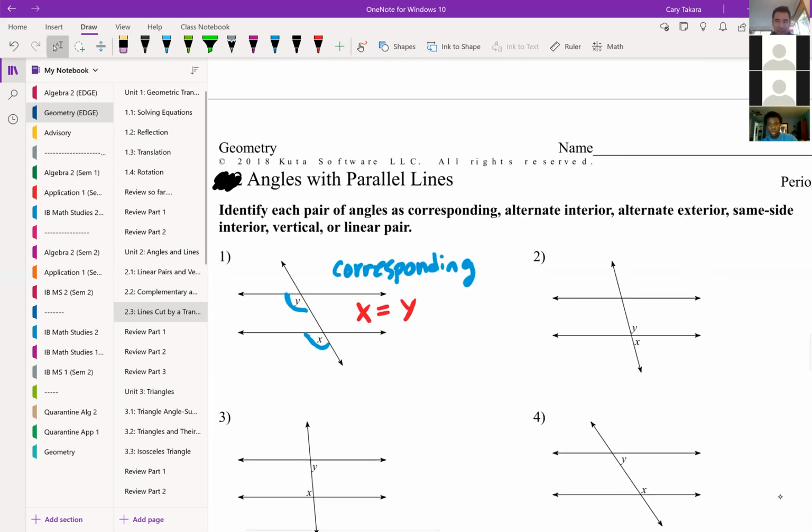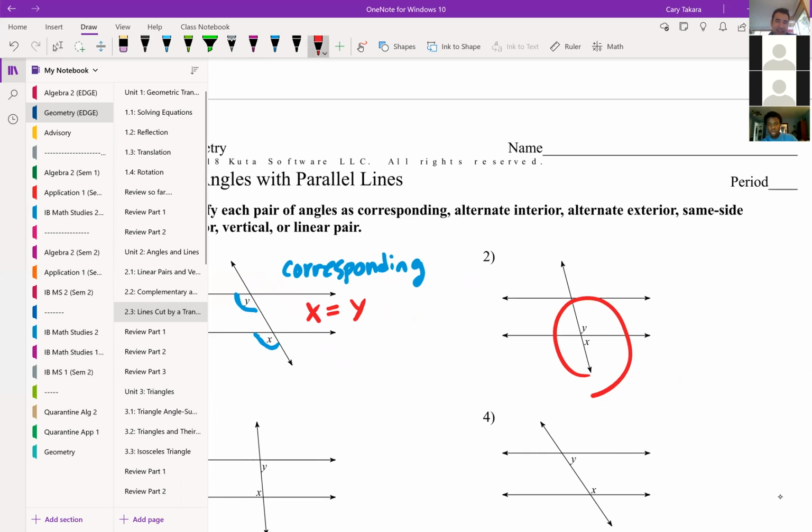For example, number two. What do you call X and Y? Is there any taker on number two? What would you name it? That relationship between X and Y. Anybody? Just take a look at it. Is it number two?